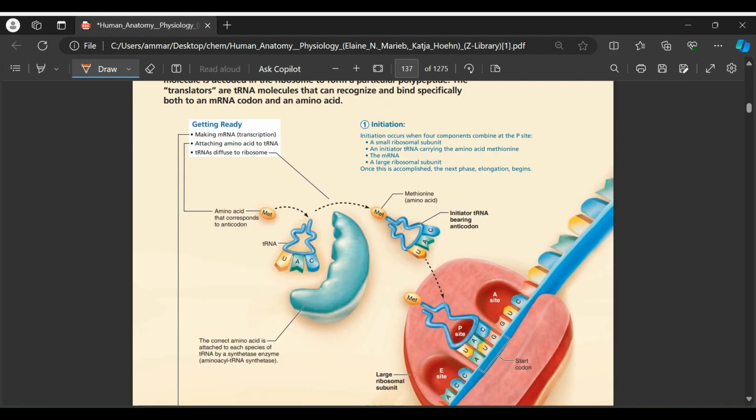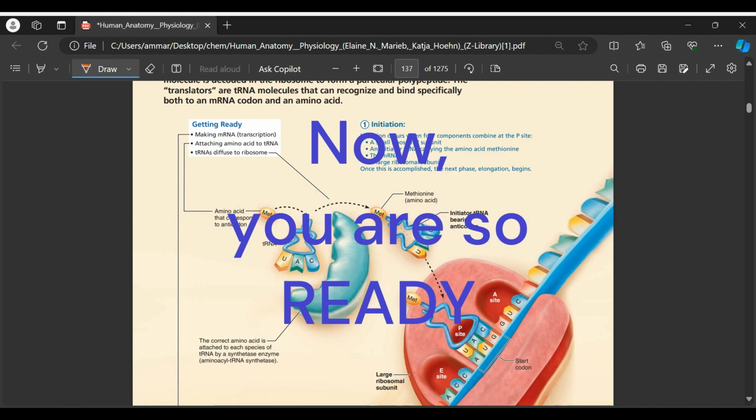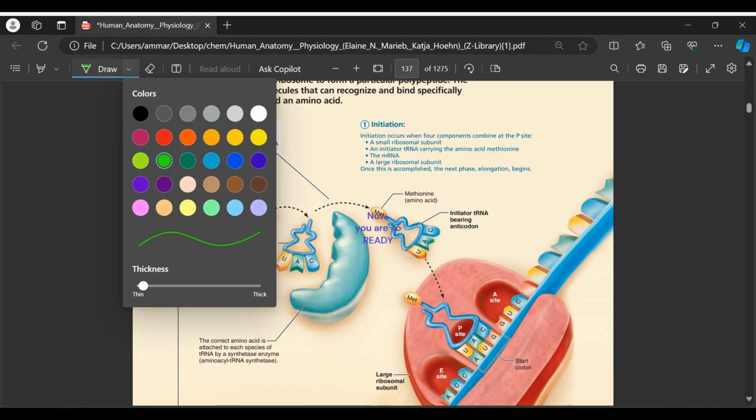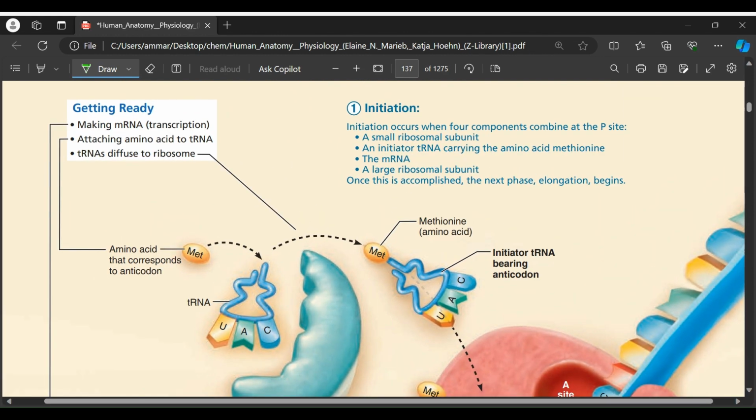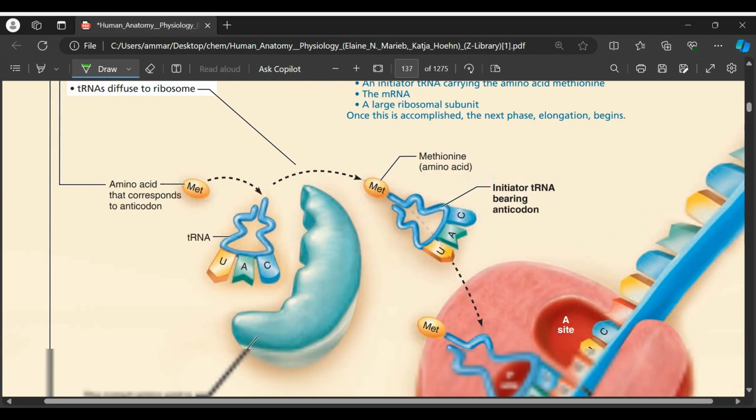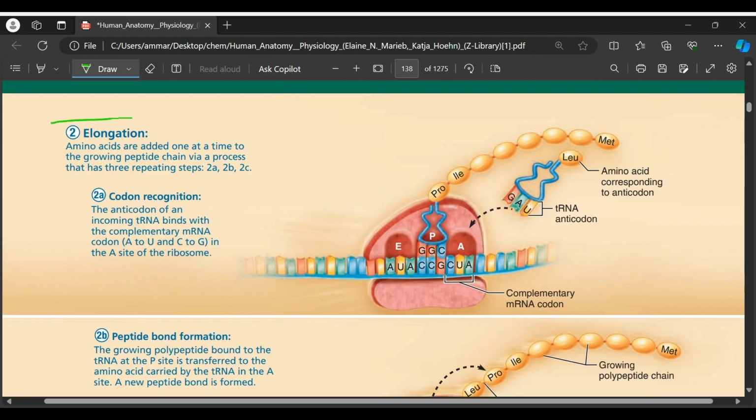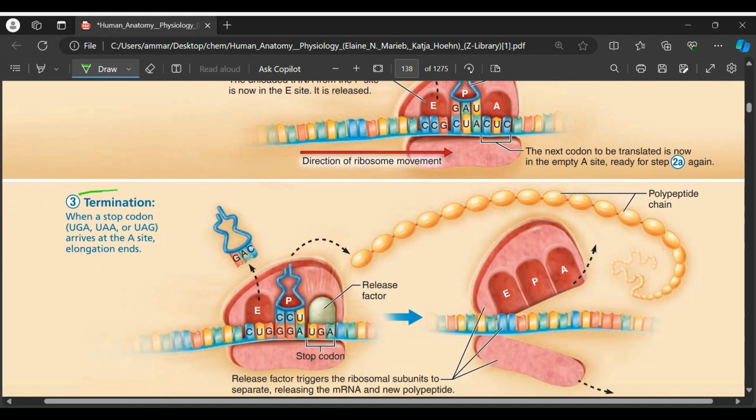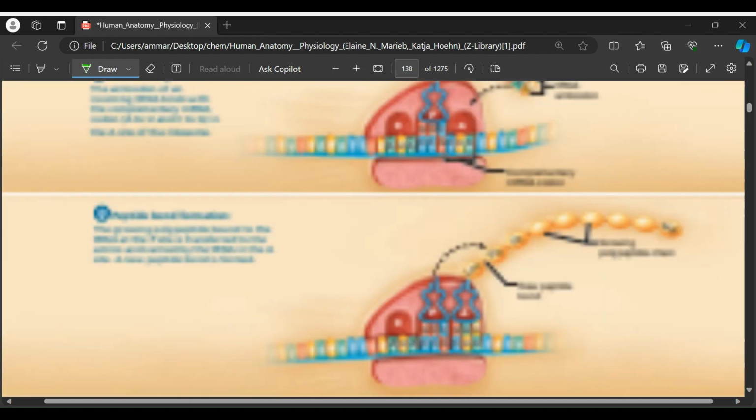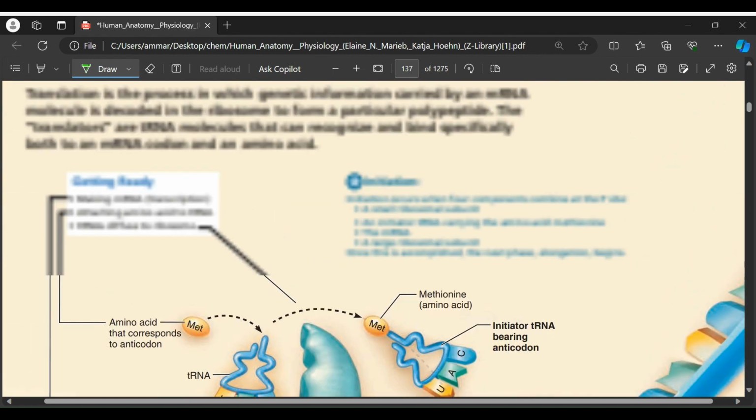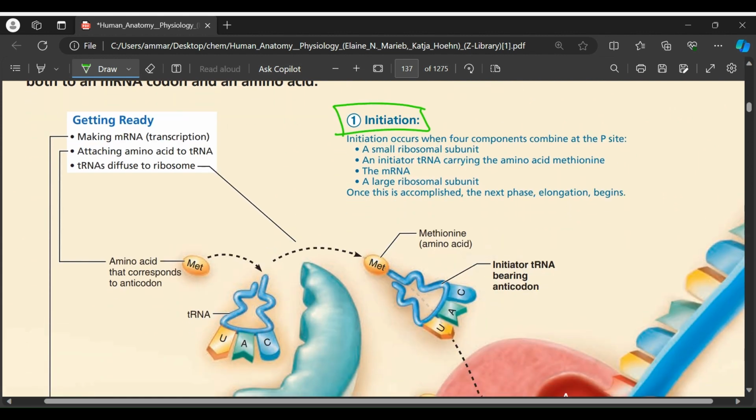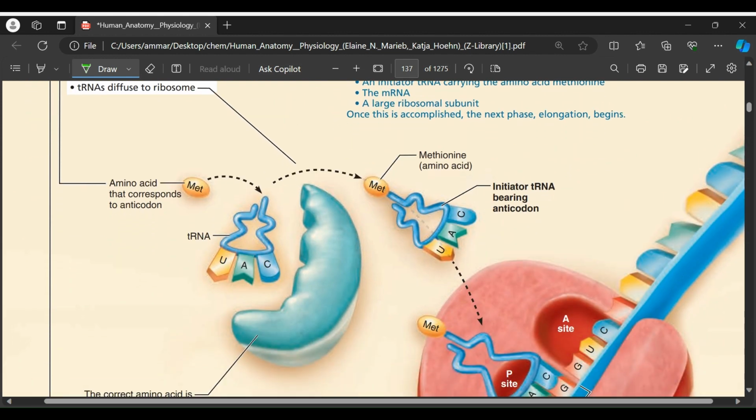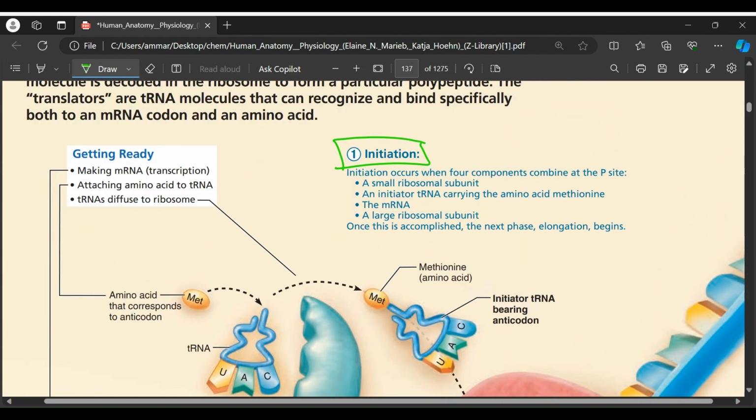And after I gave you everything you need to go into this topic confidently, I will start talking about the steps. We have initiation, which is the first step. Elongation, the second one. And termination, which is the third one and the last one, by the way. Okay? What happens in initiation? Initiation is like the beginning. How does it begin? What is the mark that begins the process?